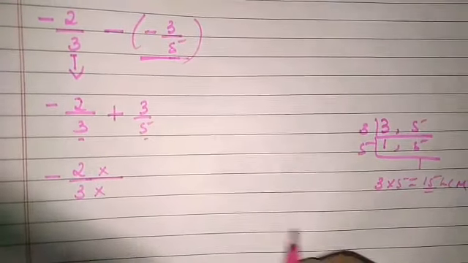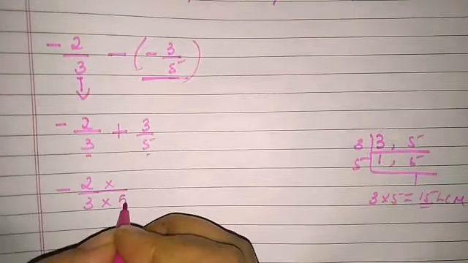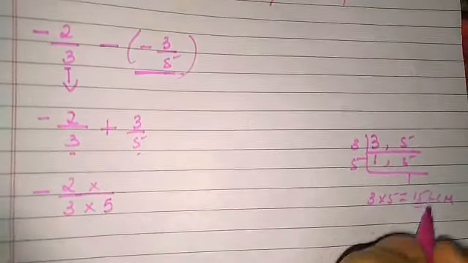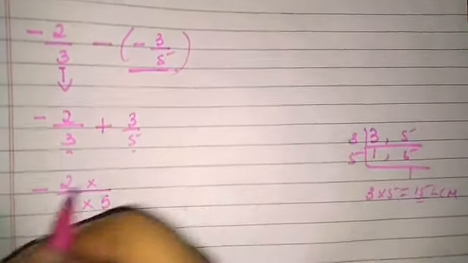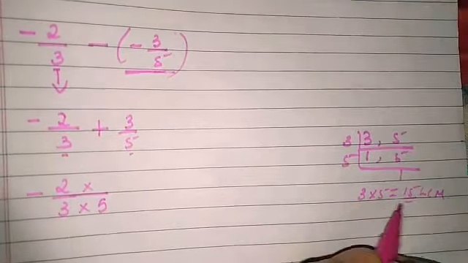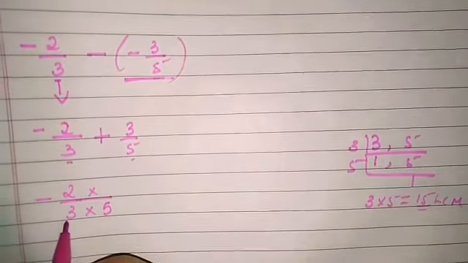45. Wrong. 15 divided by 3 gives you 5, because 3 times 5 gives you 15. So 3 times 5 gives you 15, so 15 divided by 3 gives you 5. So divide the 15 with 3, which is the denominator.